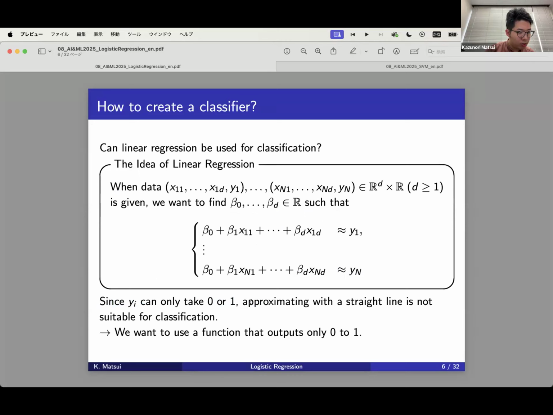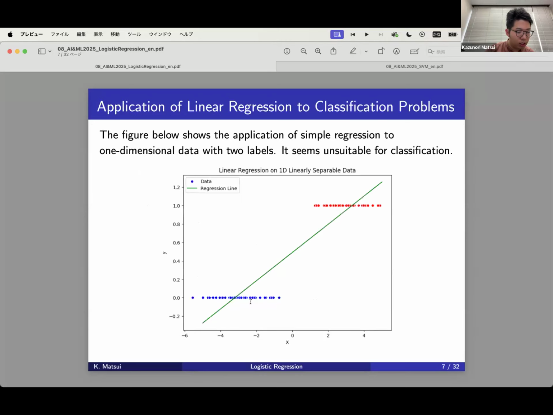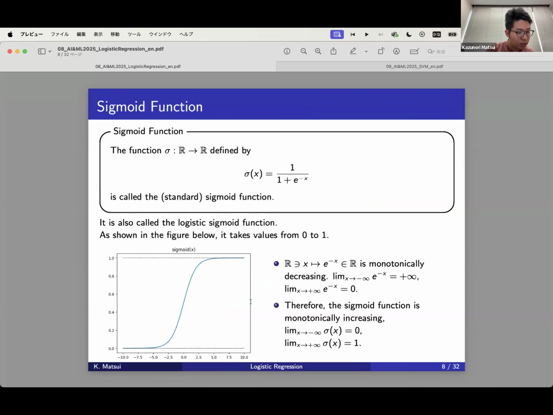When creating this classifier, linear regression didn't work well if we used it directly. So the idea was to create a classifier by using a sigmoid function. The sigmoid function returns values between 0 and 1. So we interpreted this as representing probability. This was logistic regression.